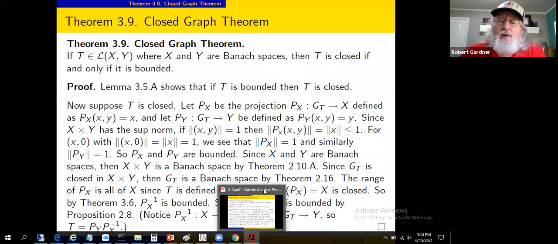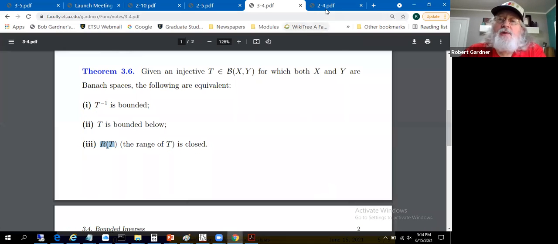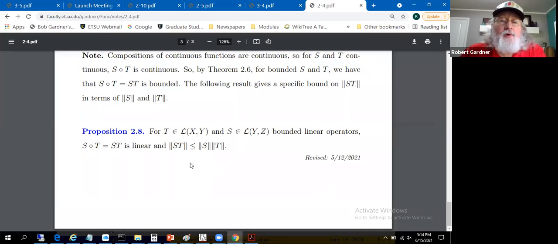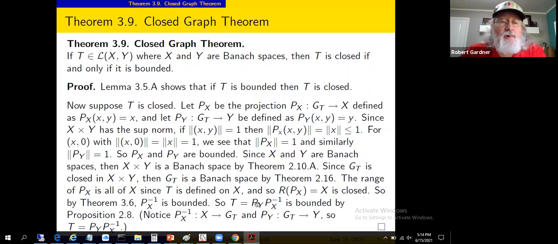Let's look finally at Proposition 2.8 from section 2.4. When we had a composition ST, the norm of the composition is less than or equal to the product of the operator norms. And that's what we need here. P sub y is bounded. We said that up here. In fact, its norm is 1. And P sub x inverse is bounded. We went through an argument about that given here.